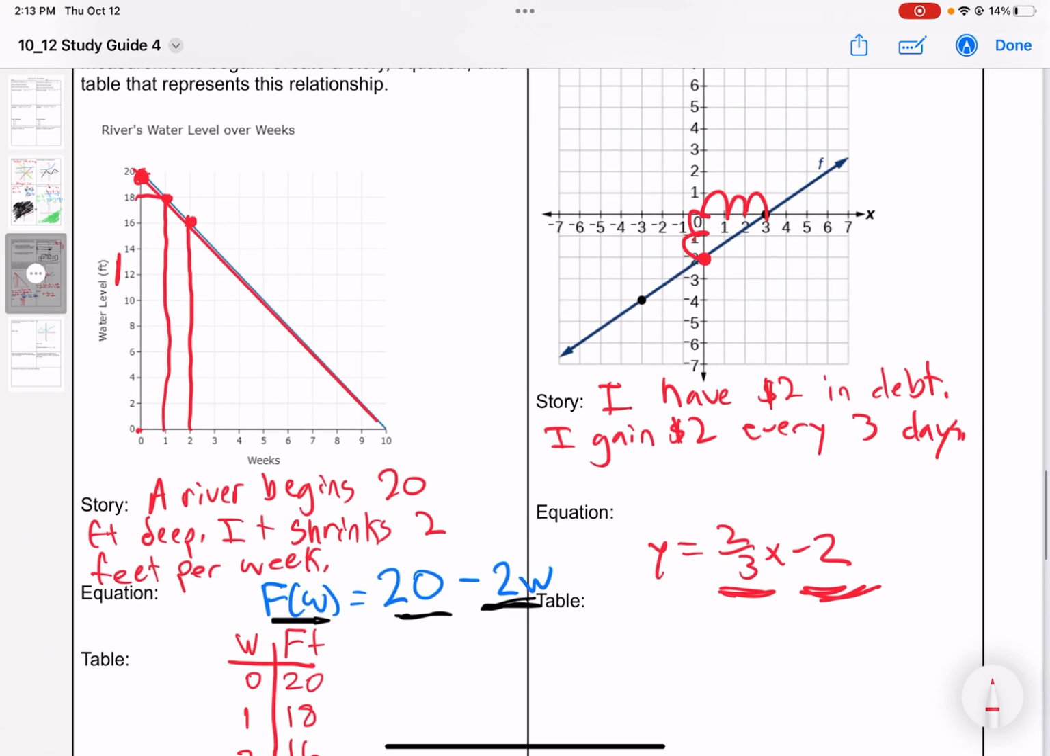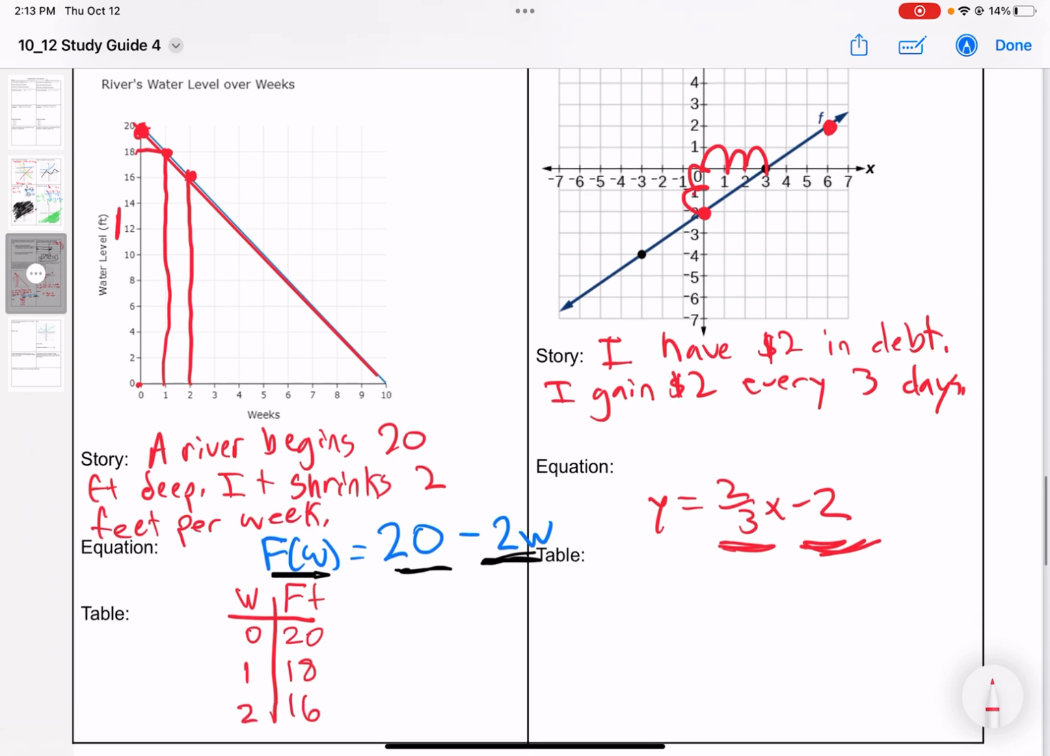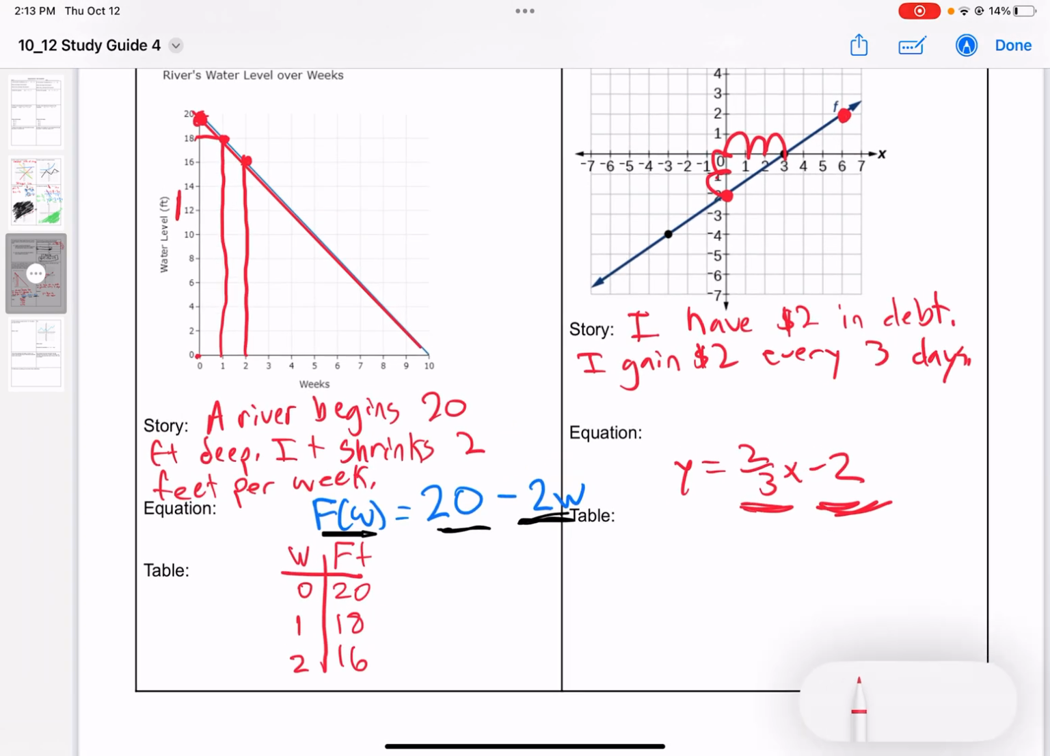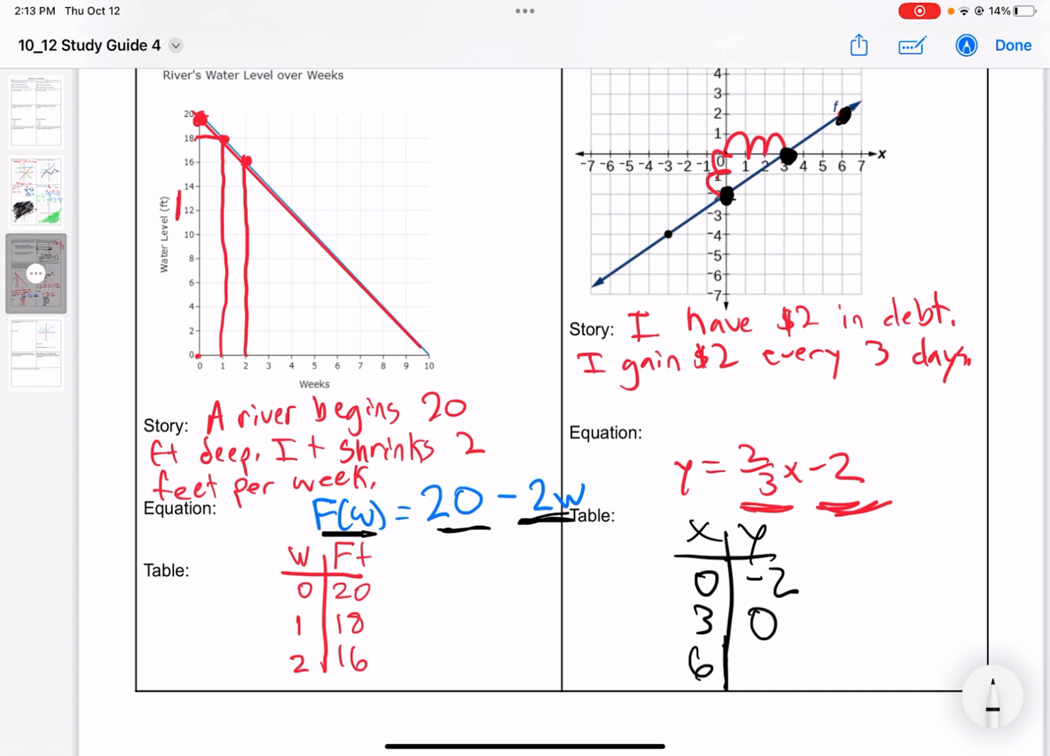And now I can use the points on the line to make my table if I don't want to add by 2/3 each time. And so I'll make the table here in black. I have x and y. This first point right here, what's the value of x? It's 0. And the value of y is -2. Remember, the y-intercept is always when x is 0. That's why this point is 0. Then I have another point here. The value of x is 3, and the value of y is 0. That's called the x-intercept. And then I have another point here where the value of x is 6, and the value of y is 2.